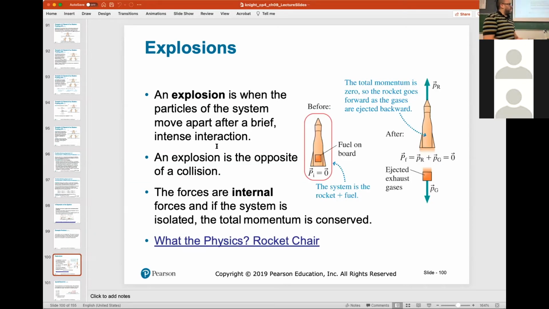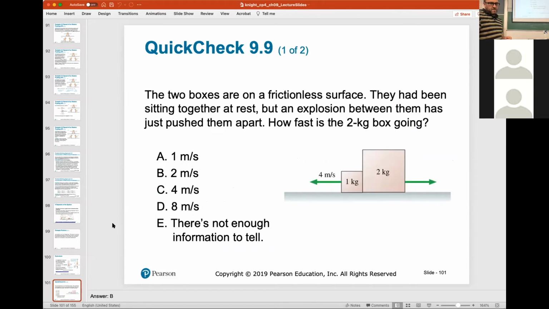All right, so we use chemical fuel. Burning this organic matter expels it out of the back. The total momentum of the system is conserved, but the rocket will start taking off then. All right, so the two boxes on a frictionless surface, they have been sitting together at rest, but an explosion between them has just pushed them apart. How fast is the 2 kilogram box going after the explosion?